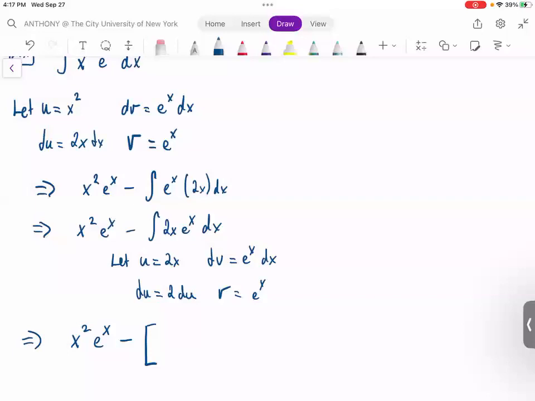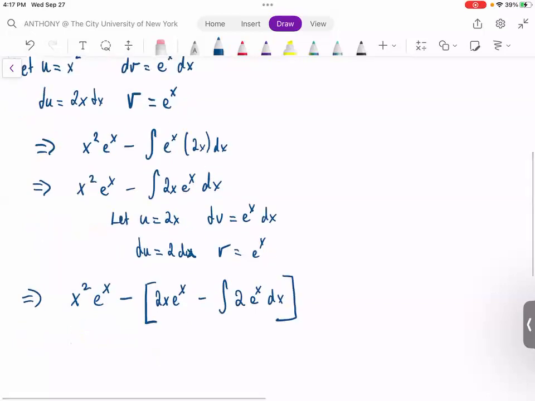So we have 2x e to the x minus the integral of, or I should have said 2x there, of v times du. So I can put the 2 in front. We have 2 e to the x dx. Now, I can do integration by parts again, but I don't necessarily have to. Here's why. If you look at this term, 2 e to the x, that's a constant multiple times your function e to the x. So you can pull the constant multiple out.